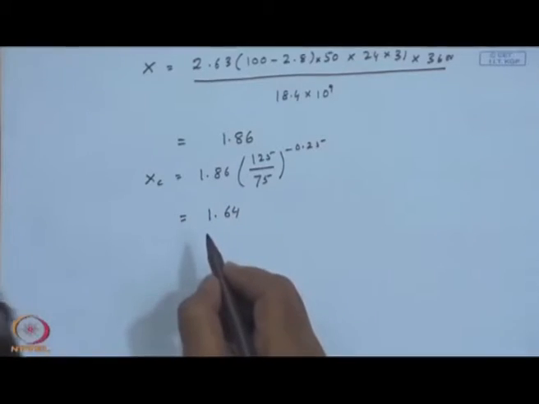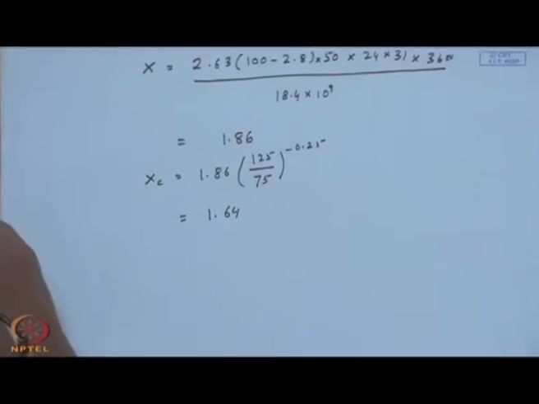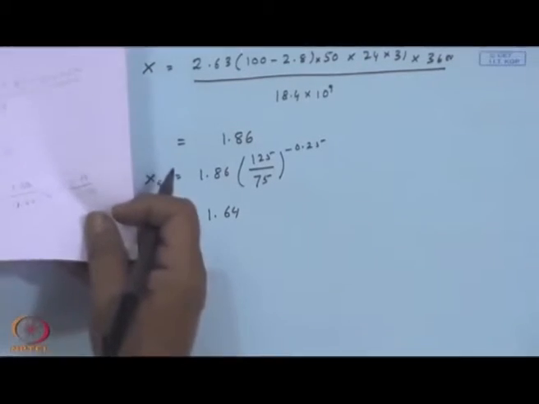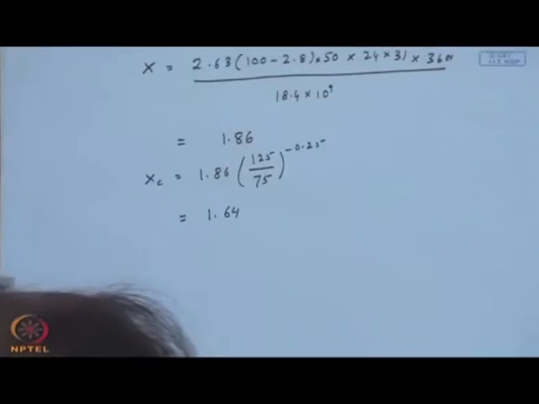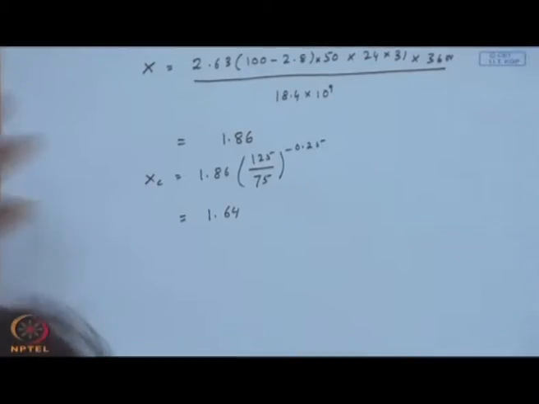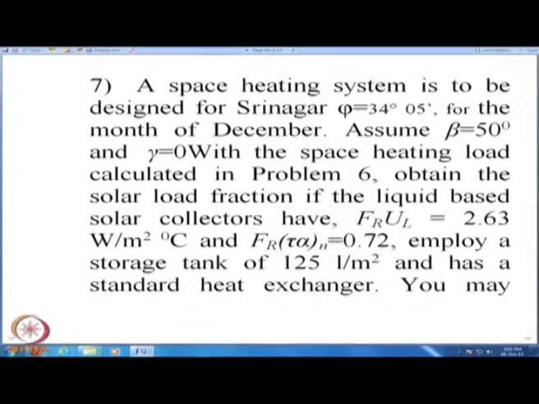1.64. So, larger storage leads to a smaller X c, which basically means a lesser loss and hence a higher solar load fraction, which can be easily understood because we have got a larger storage. So, there will be more storage.